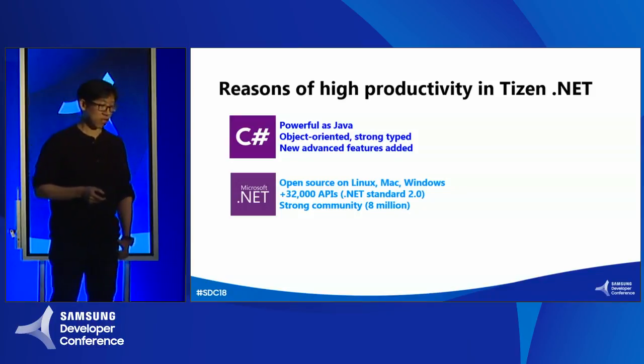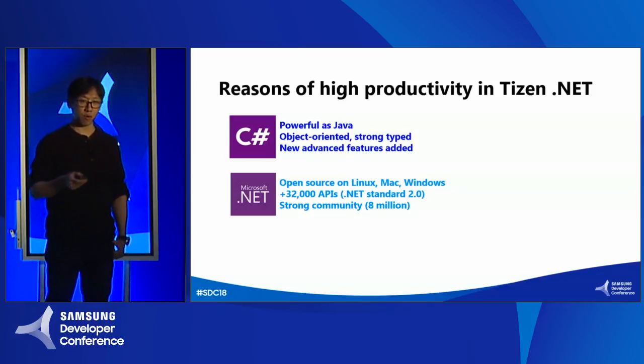Another point is .NET Core Runtime and .NET Core API. There are more than 32,000 APIs defined in .NET Standard, and .NET Core Runtime is running on Linux, Mac, and Windows platforms. And this has a cross-platform feature. So once you write an application in C#, you can run it without recompiling on those platforms. And there is also a strong community for Microsoft .NET Framework, estimated 8 million developers.